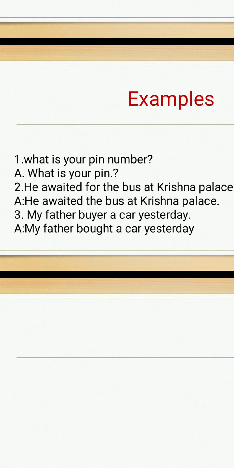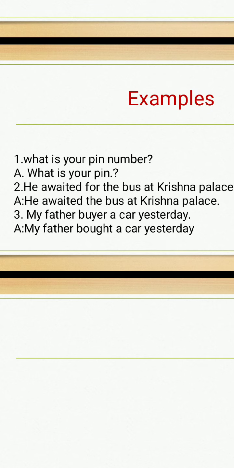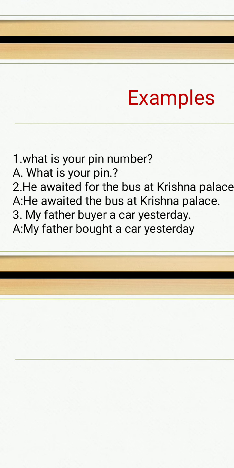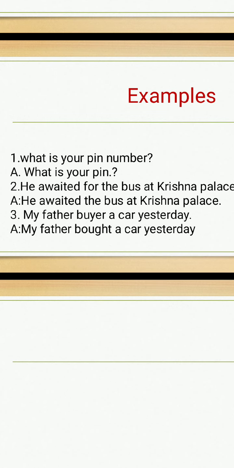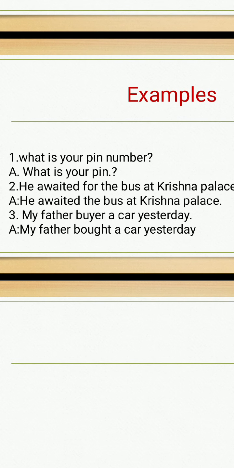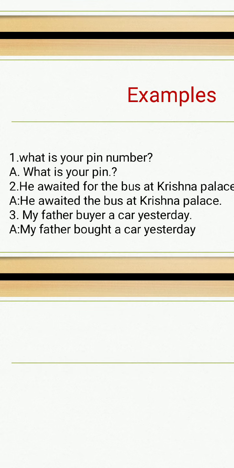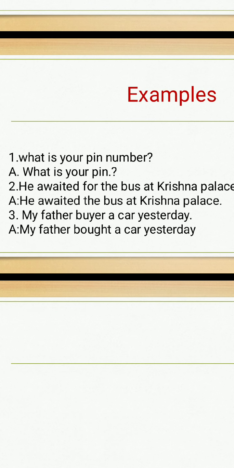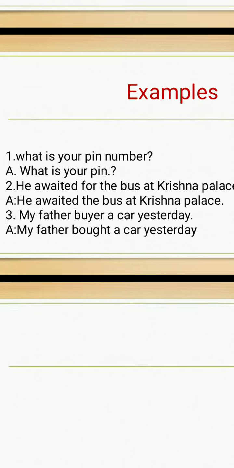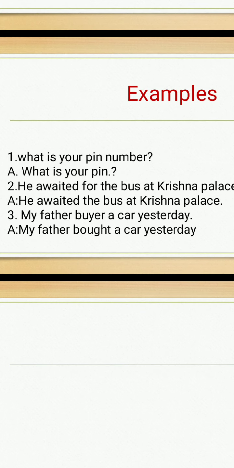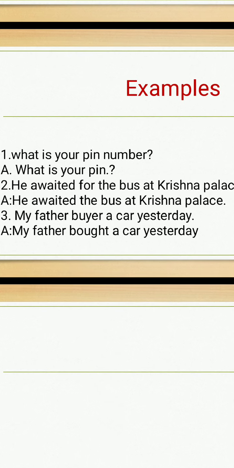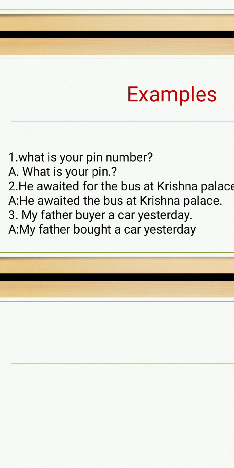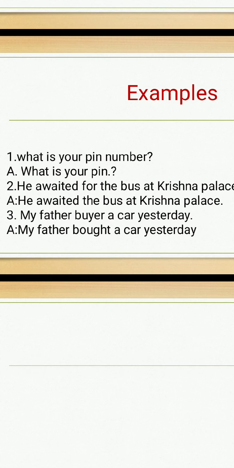This is wrong. PIN number means postal index number, so it should not be used here. You should simply say, what is your PIN? PIN means personal identification number. The N itself gives the number. You should not add one more number after PIN. For that reason, the above one is wrong. So, what is your PIN? What is your PIN? Question mark.